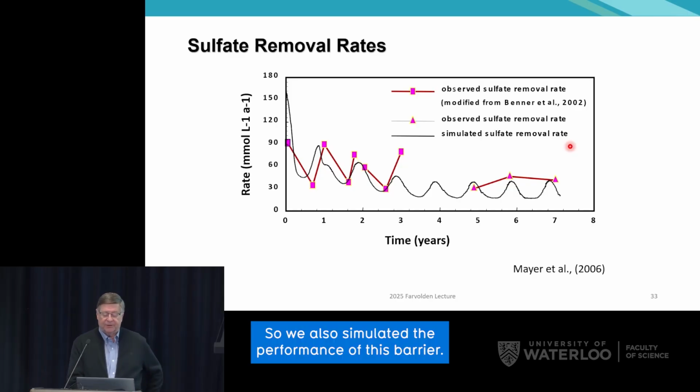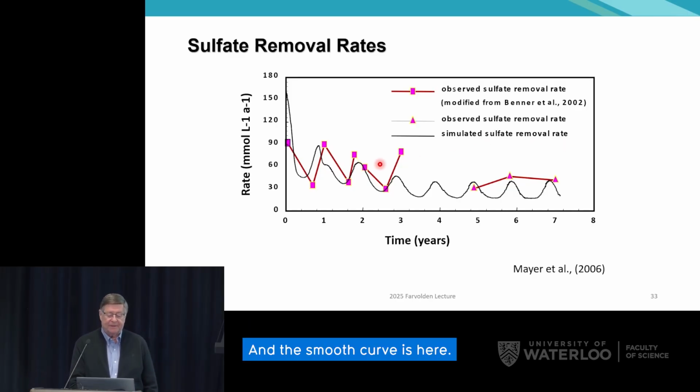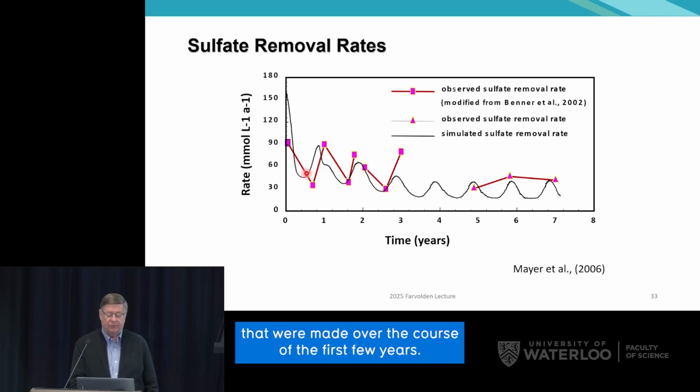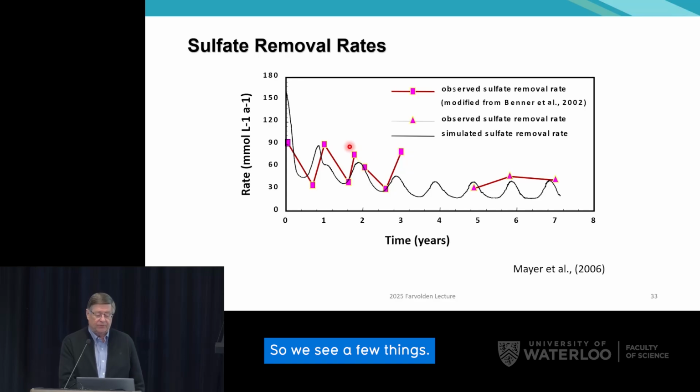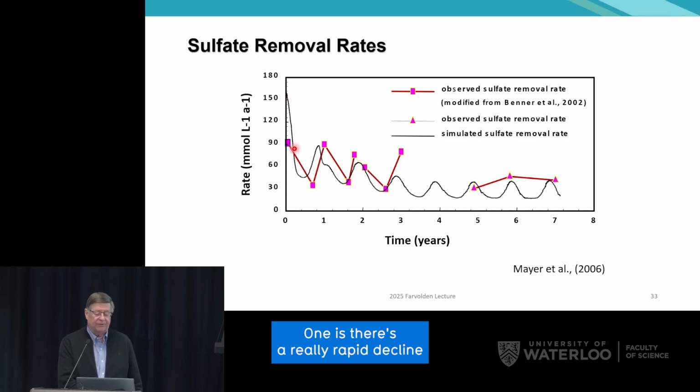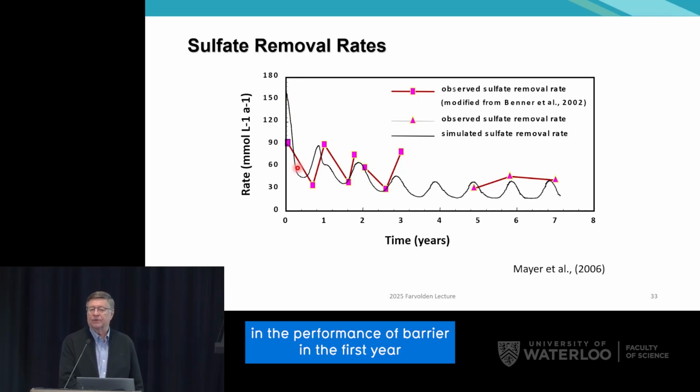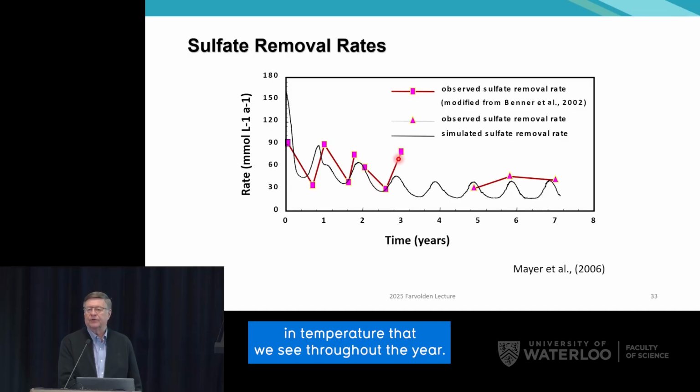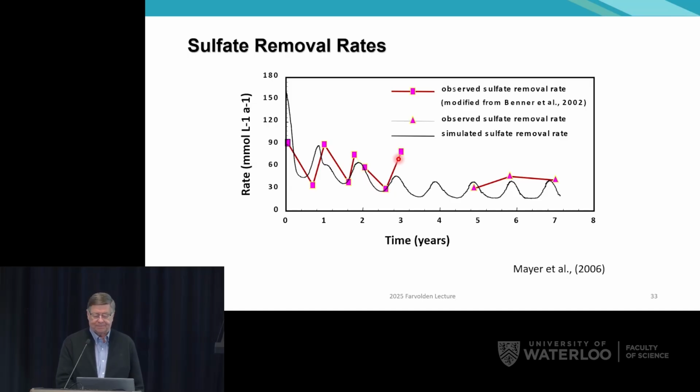So Uli also simulated the performance of this barrier, and the smooth curve is here. And these are measurements that were made over the course of the first few years. So we see a few things. One is there's a really rapid decline in the performance of the barrier in the first year as the more labile organic carbon is being consumed. And then there's an annual fluctuation in the degree of treatment that's really associated with the change in temperature that we see throughout the year.